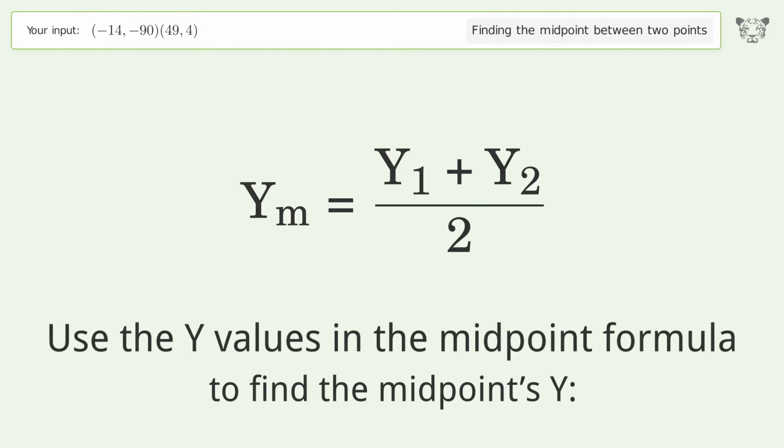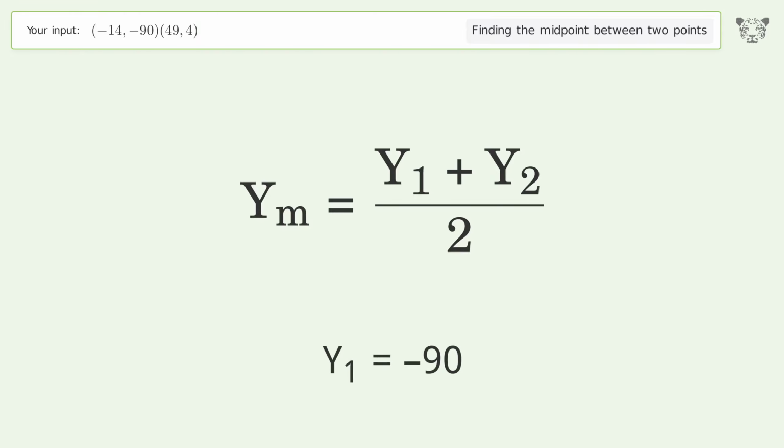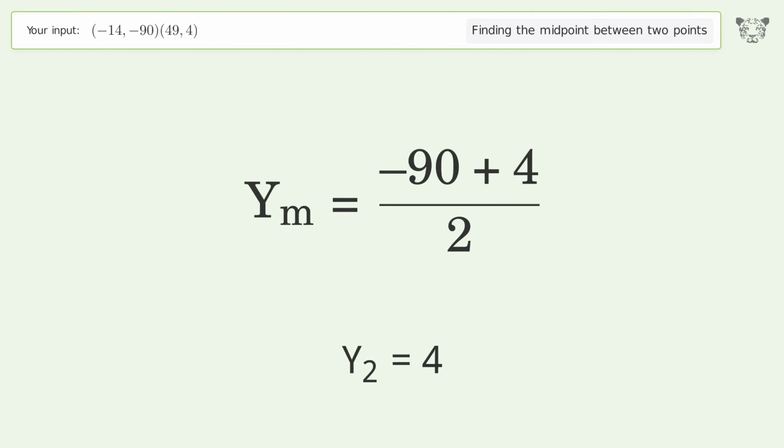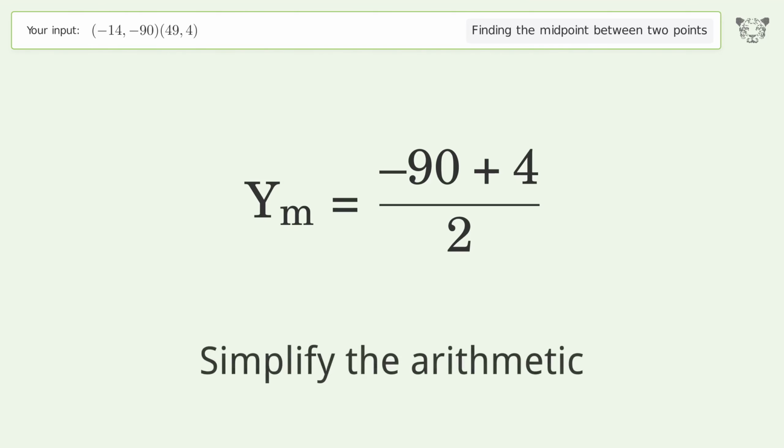Use the y values in the midpoint formula to find the midpoint's y. y1 equals -90. y2 equals 4. Simplify the arithmetic.